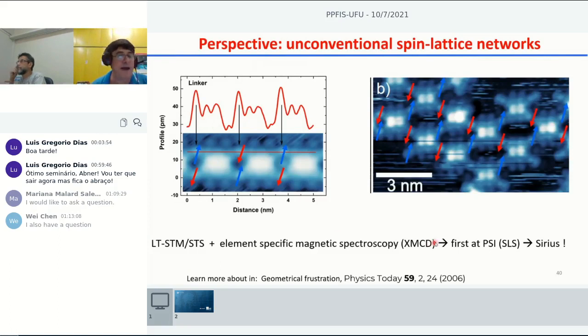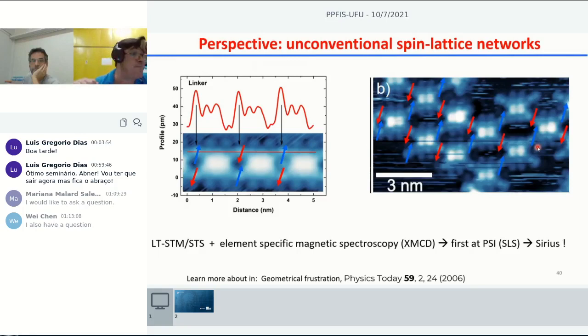But also you can apply one technique that you can do in the synchrotron. Here in the synchrotron in Brazil it is also possible to do. That is X-ray magnetic circular dichroism, an element-specific magnetic spectroscopy where you can really say where the magnetism of your material is. And this would be nice to know if these atoms form an antiferromagnetic ordering, ferromagnetic ordering, ferrimagnetic ordering, whatever you can extract from XMCD.